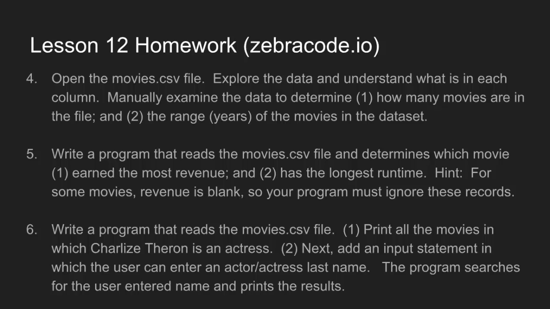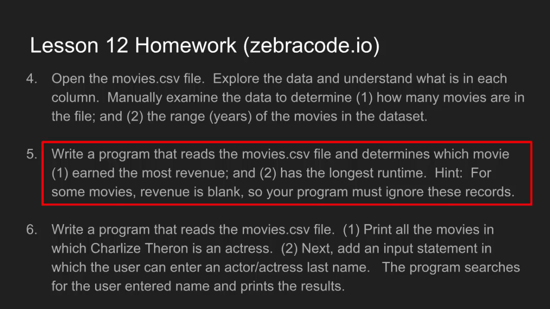We're looking at homework solutions, and so we'll be looking at problem number 5. In lesson 12, we're learning about writing, reading, and appending to files, specifically CSV and text files. Problem 5 is: write a program that reads the movies.csv file and determines which movie, number 1, earned the most revenue, and number 2, has the longest run time.